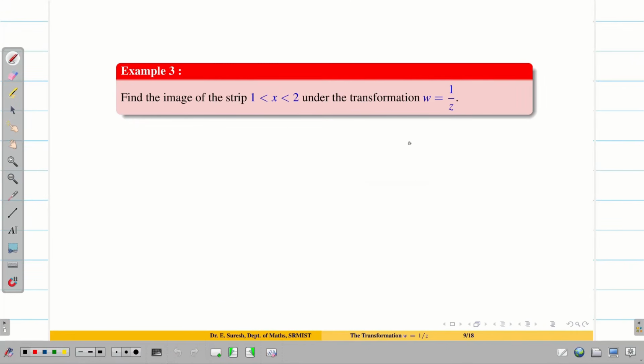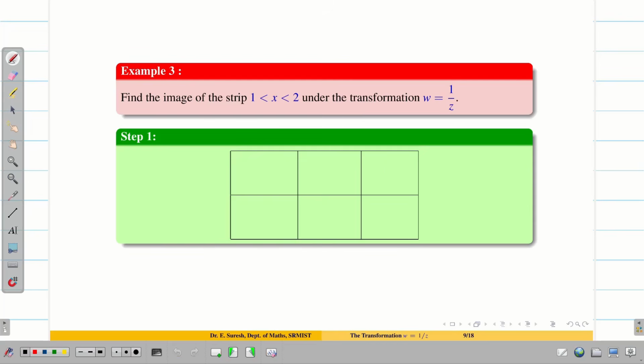Find the image of the strip, that is X lies between 1 to 2 under the transformation W equal to 1 by Z. So as usual, let us write our steps. We know that W is equal to U plus IV and its conjugate W bar is equal to U minus IV. Z is X plus IY and Z bar is X minus IY. The relation between W and Z is W is equal to F of Z, and in this problem very specifically we have W is equal to 1 by Z.